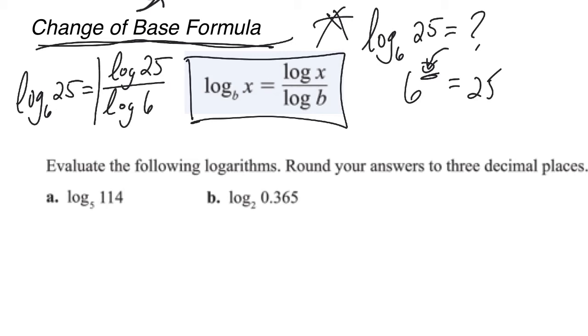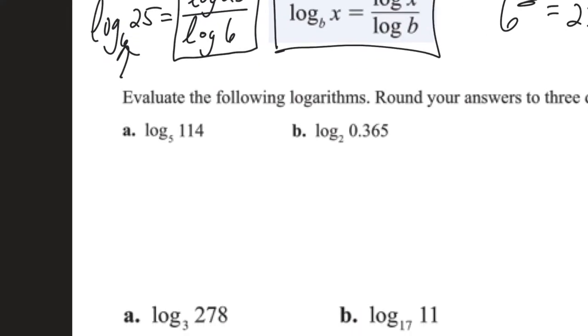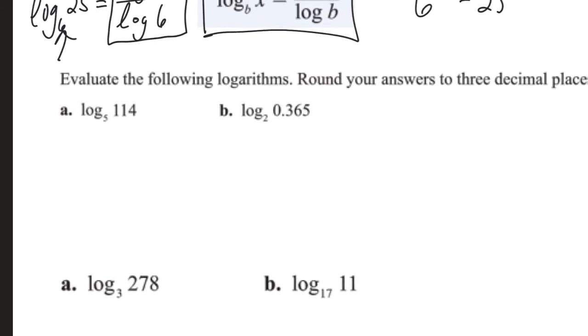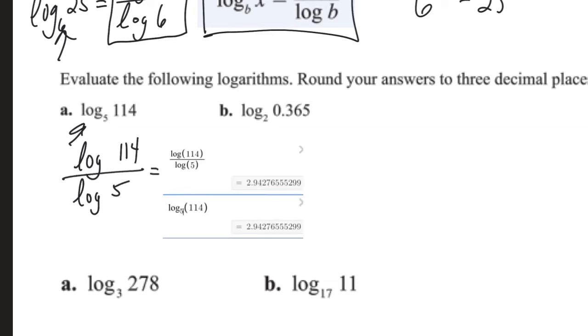And this is very easy to put in the calculator and evaluate something like this, which may or may not be easy to put in the calculator. So it's really not as complicated as it looks like it should be. If you were going to use the change of base formula, A would look like log of 114 over the log of 5, and I would put that in my calculator that way. Okay, so here's the example.